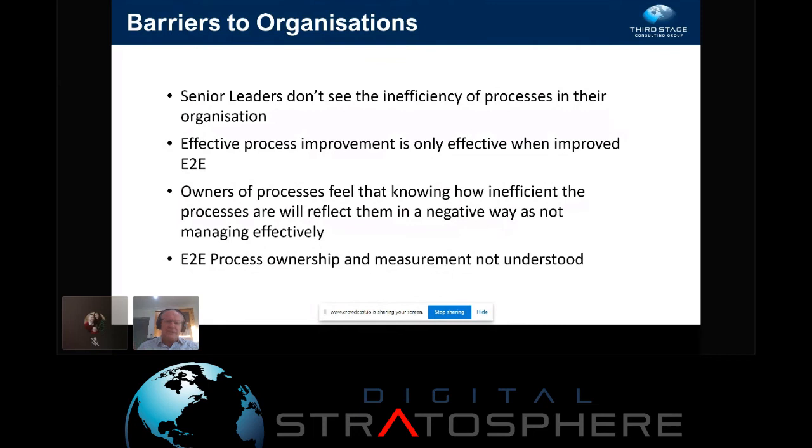And then end-to-end process ownership and measurement. It's not understood. So many times, and just as a recent experience, a large consulting firm came in and talked about putting in end-to-end processes in an organisation that was very silo-based. It had a lot of different divisions. It was vertically integrated at 10,000 employees, so it's a reasonably sized business. And so their level of process ownership was that they had their little piece of the process that they felt they owned and were responsible for.